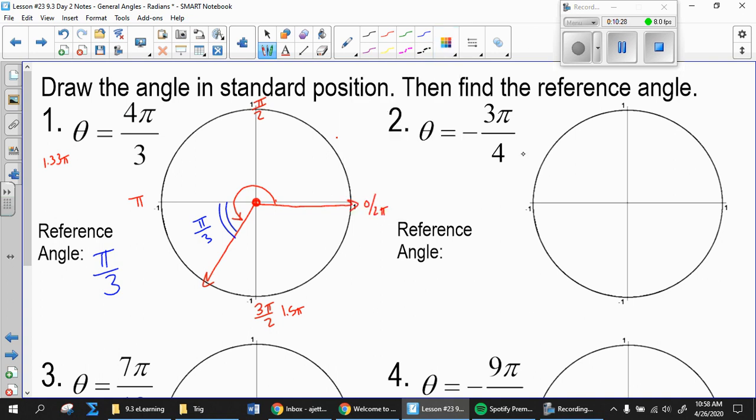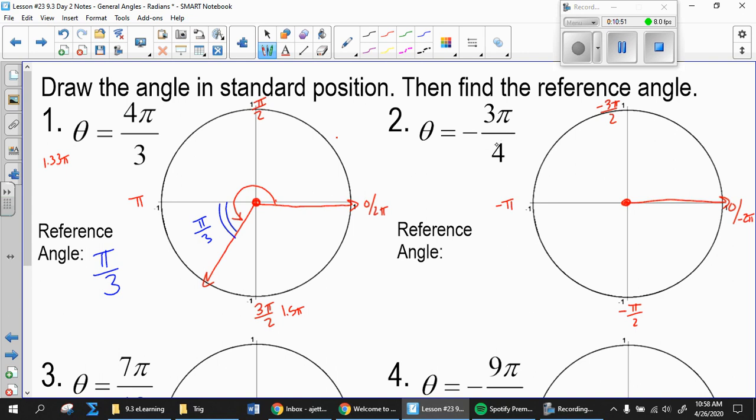Over here, same type of thing, we're just going negative. Okay, so this is my negative pi. This is half of that, so negative pi over 2. This would be my negative 3 pi over 2. This would be my 0 or negative 2 pi. So initial side. Now we're going negative 3/4.